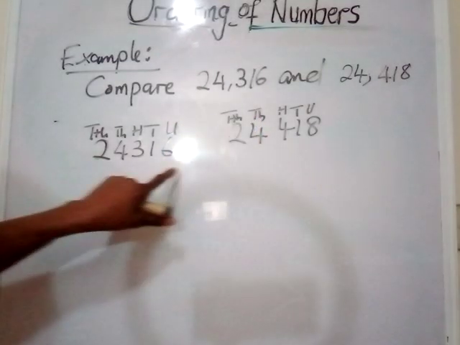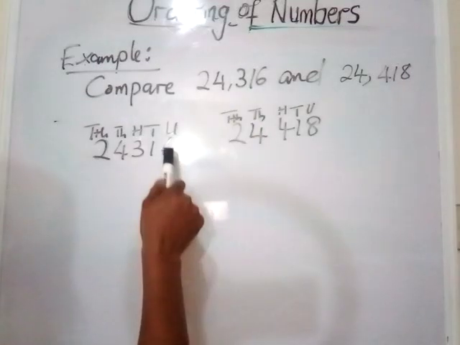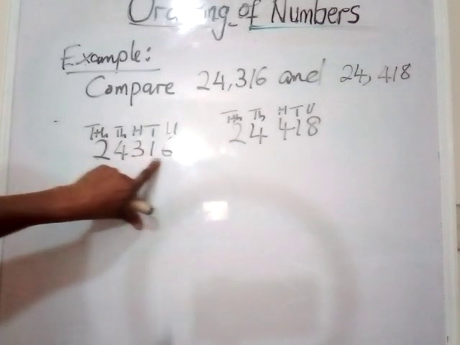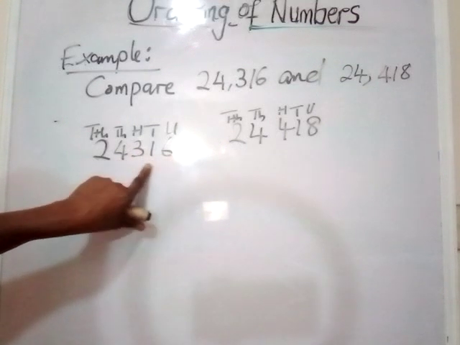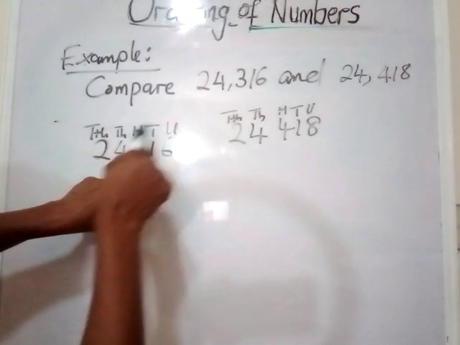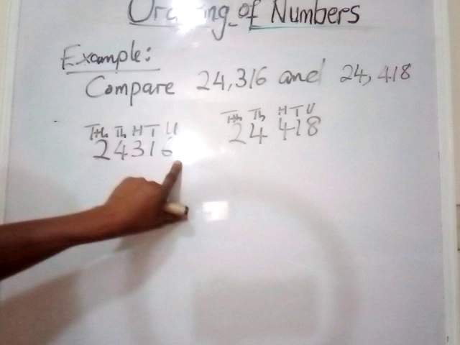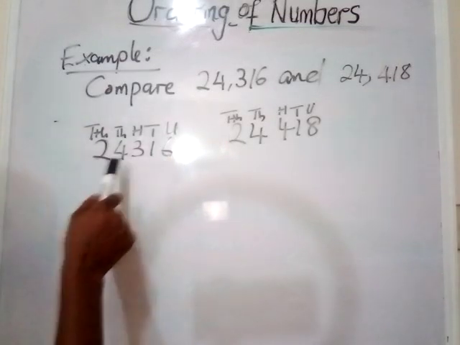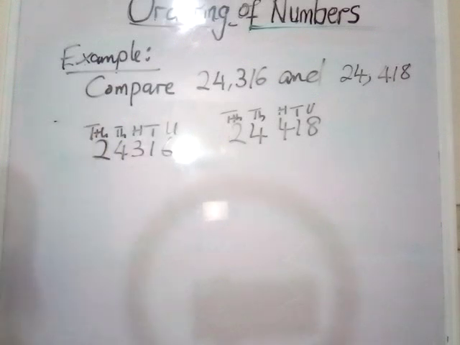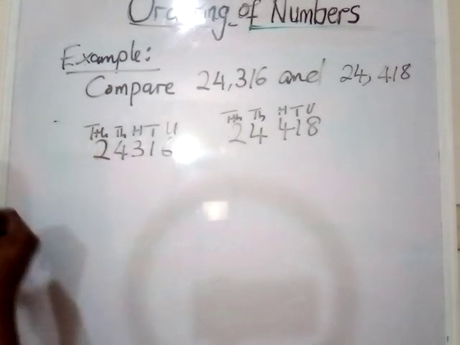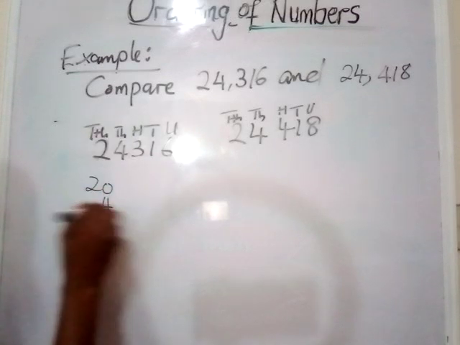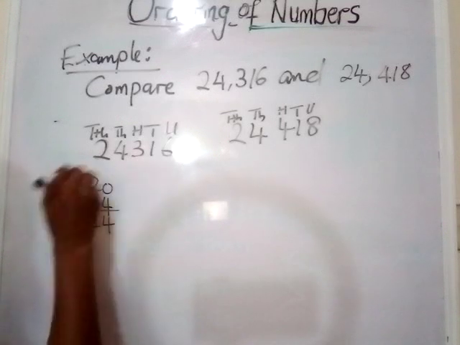24,316. If you look at this here, the 6 is under units, the 1 is under tens, and the 3 is under hundreds. So if you are taking the last 3 digits, this is 316. 300, 10, and 6, 316. And then if you look at the other 2 digits, 4 is under thousands and 2 is under tens of thousands. So this 2 under tens of thousands is 20,000, and this 4 under thousands is just 4,000. So you have 24,000.